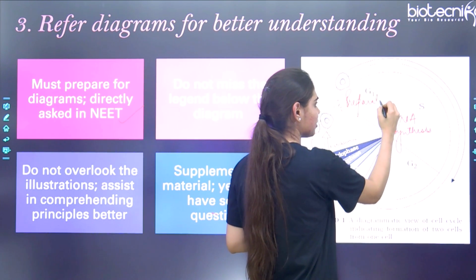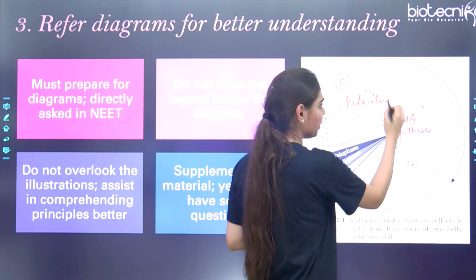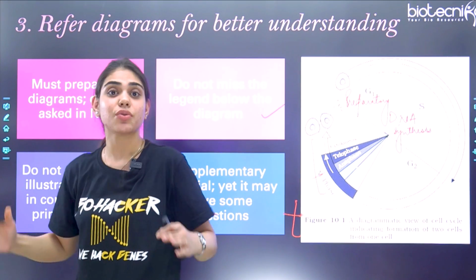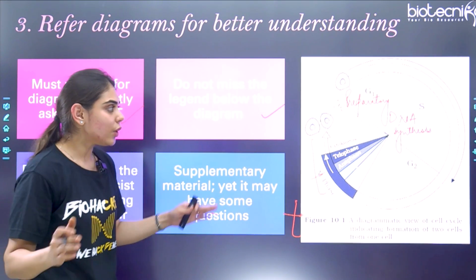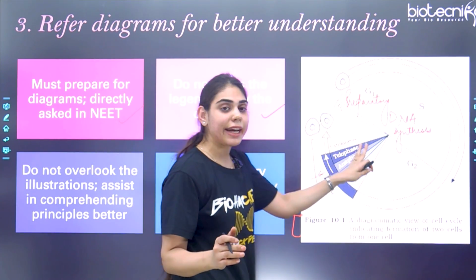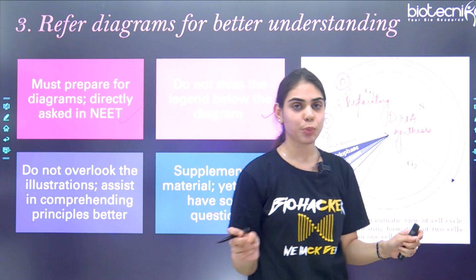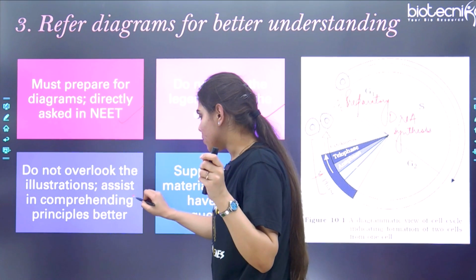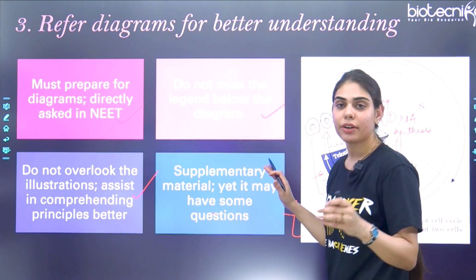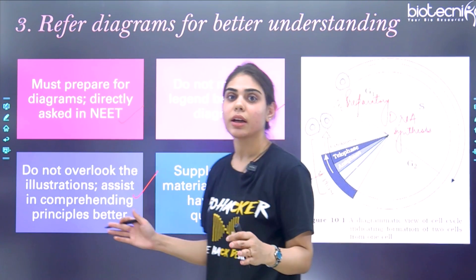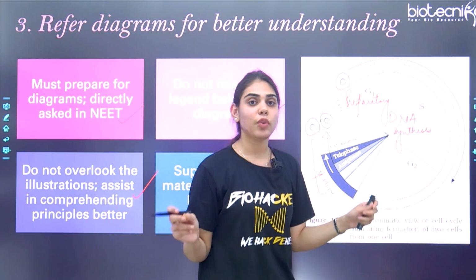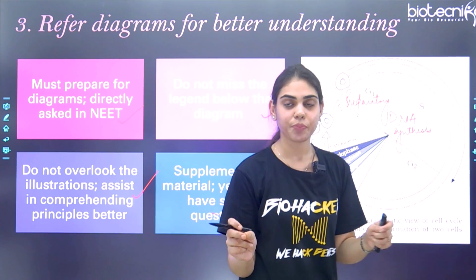For S phase. Again, G2 is a gap phase. Gap phase 2, that is again a preparatory phase for the mitotic phase. So here you can learn like this. In the diagram itself, you mention important points and you can learn. Also, do not overlook the illustration. If you are overlooking it, it will not help you to understand the principles better. So here it is making it very simple and easy for you.